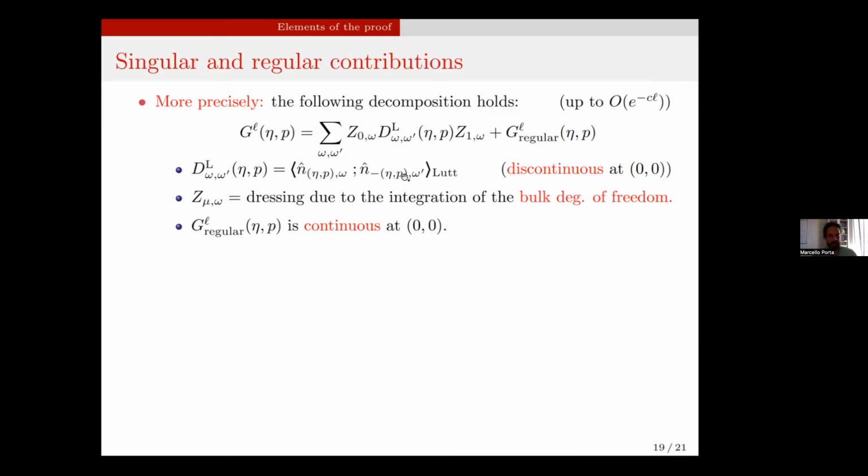Okay, so this D is a matrix whose entries are the density-density correlation function of the Luttinger liquid. And these Z0 and Z1 are a renormalization of the density and the current insertion due to the integration of the bulk degrees of freedom. So this is what you have. This is quite explicit because of the formulas we have for these correlators. This part is not explicit at all, but it has improved regularity. This object is discontinuous at 0, while this one instead turns out to be continuous at eta and p equal to 0. Okay, so that's all you know.